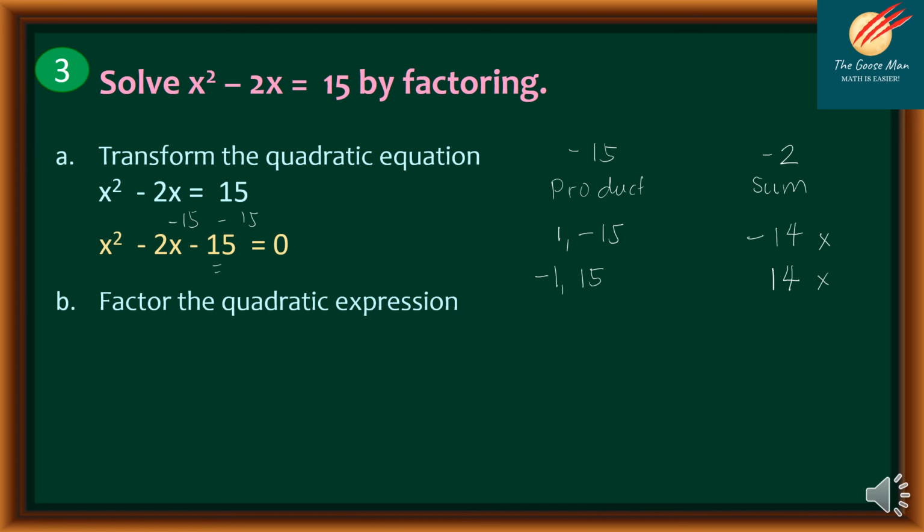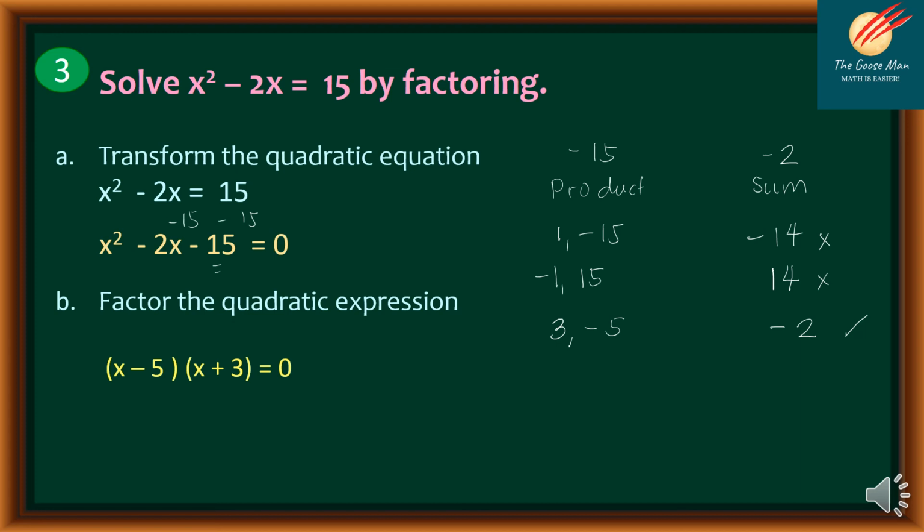So let's move on to what else? Positive 3, negative 5. So 3 minus 5, we have negative 2. Exactly, this is the sum that we are looking for. Therefore, we can say that the factors of the quadratic equation are x minus 5 and x plus 3. So this is equal to 0.